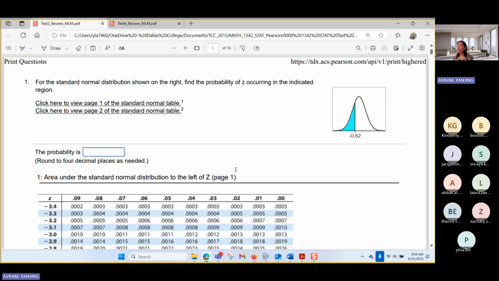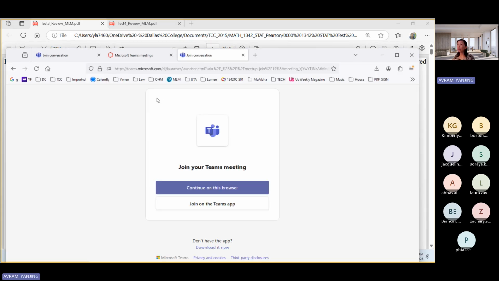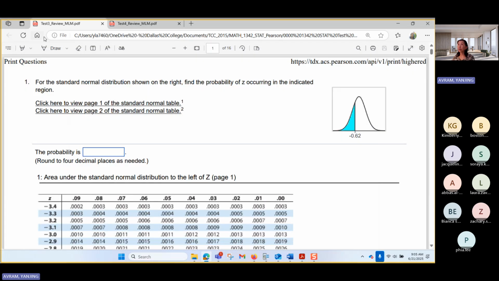Okay, so we're going to go ahead and review unit 3. This one is from the Minded Math review, so it will be pretty similar to the test. Of course, the numbers will be different, and the order might be a little bit different as well. So you can see the unit 3. Let's see what unit 3 includes.